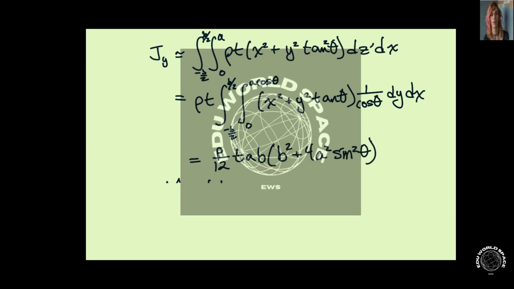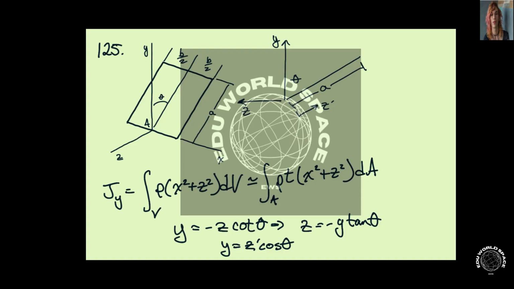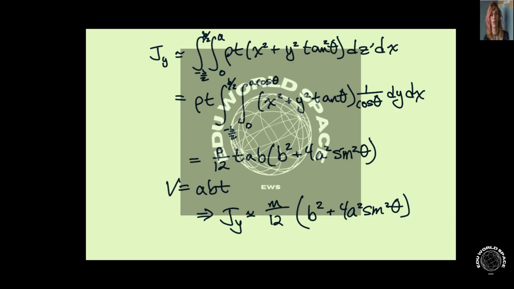The volume of the plate is just A times B times T, and so this becomes... and again, depending on how that plate was, whether it was squared off through its thickness like this, or whether it was sheared like this, might be an approximation. But if T is small, then it's okay. So we get m over 12 times b squared plus 4a squared sine squared of theta as the area mass moment about the y-axis.